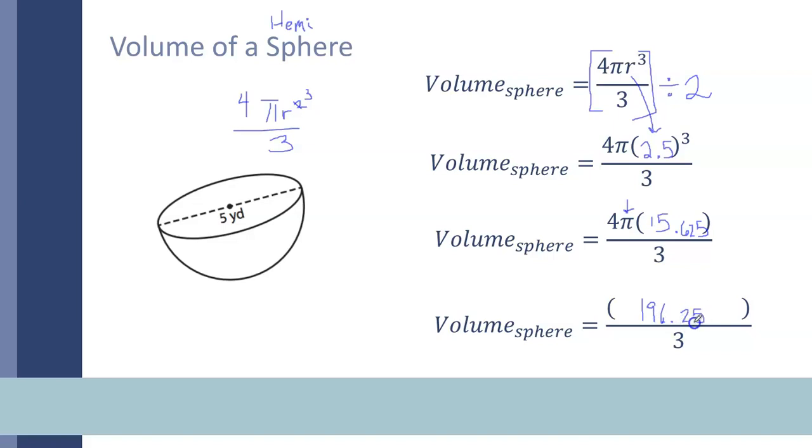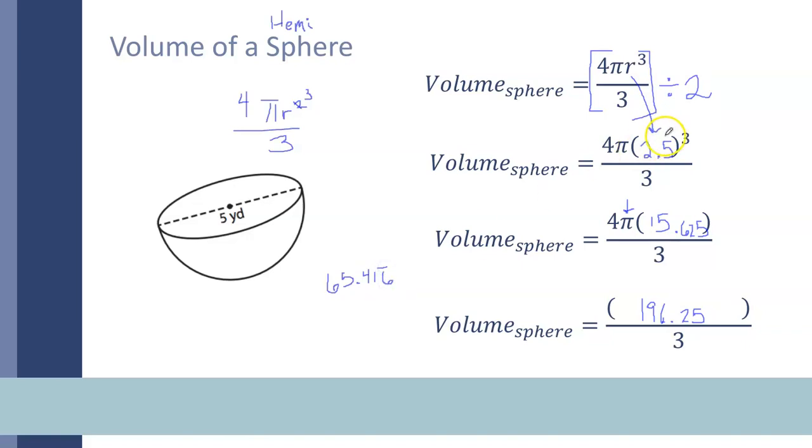196.25, and then I'm going to divide that by 3. So divide that by 3, and I get a quotient of 65.416, and the 6 is repeating.